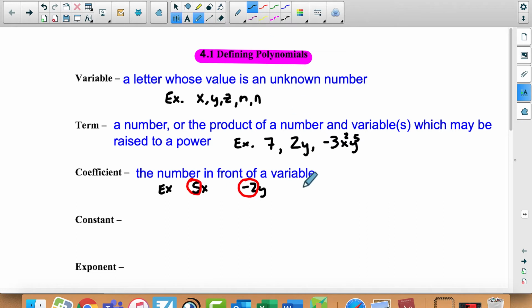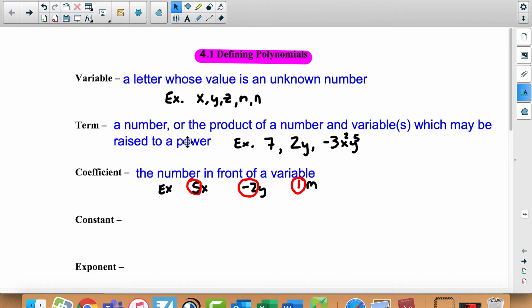How about this? What if I had m? What's the coefficient in that case? I don't see a number in front. Well, how many m's is that? That's 1m. m is the same as 1m, and that's what the coefficient is in this case. If you just have a letter, a variable, the coefficient is 1.